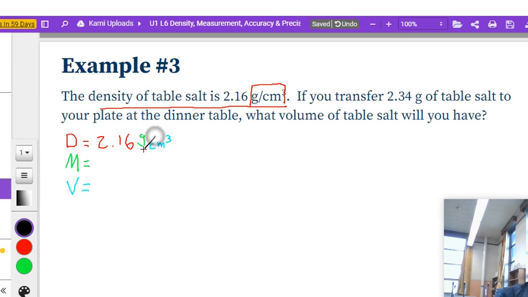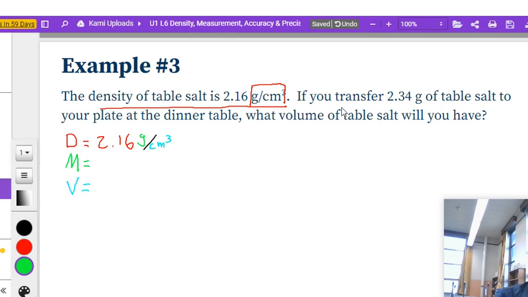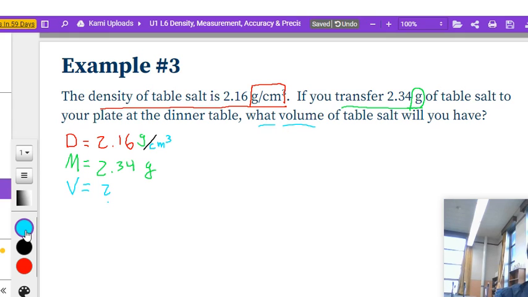And the next number that you're given is transferring 2.34 grams of table salt to your dinner plate, which seems like a lot of salt. But because it's got grams, that tells me it's going to be my mass, which is 2.34 grams. And again, if you have 2 of the 3, you can solve for the third, which in this case is volume, but it also says what volume of table salt will you have. So that tells me I'm solving for volume.